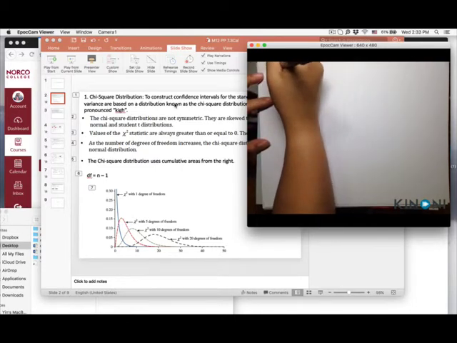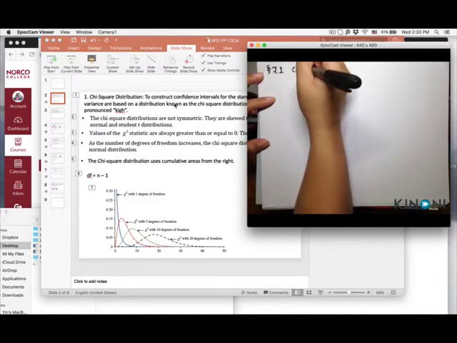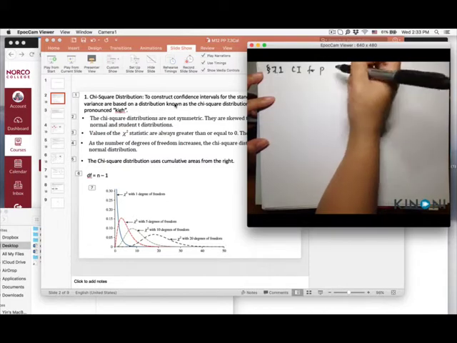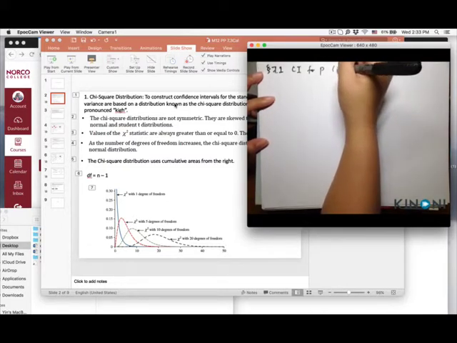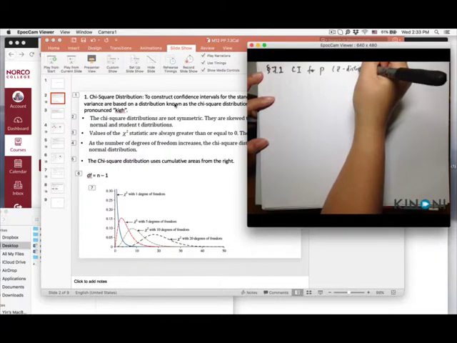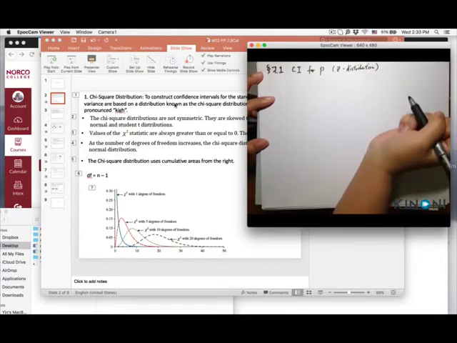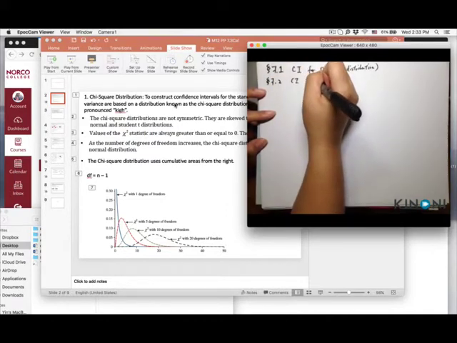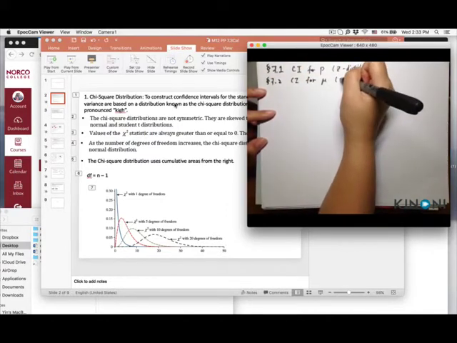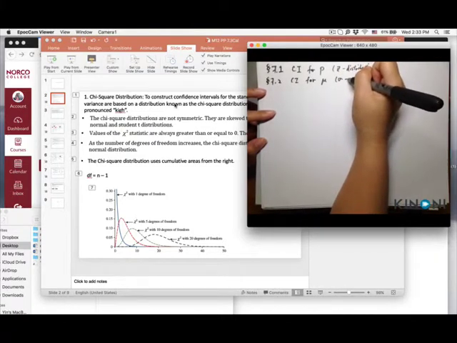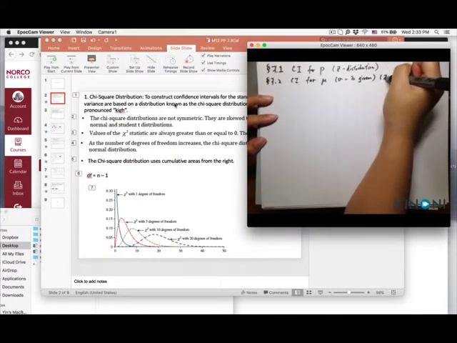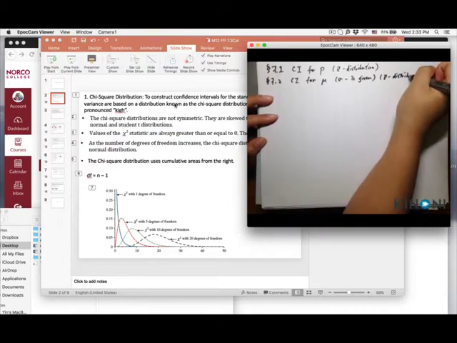Section 7.1, we're talking about confidence interval for proportion. The P stands for the proportion, and then we're going to use the Z distribution. Section 7.2, we do have two parts. First part, confidence interval for population mean, and this is when they give the population standard deviation. Then we're going to use the Z distribution also.